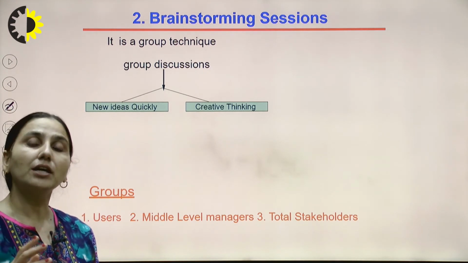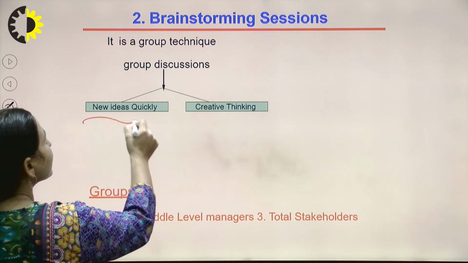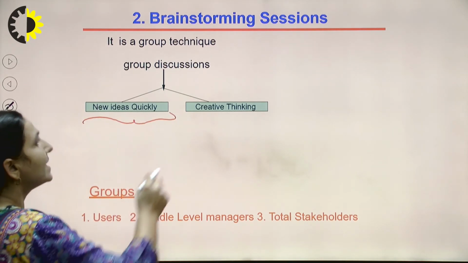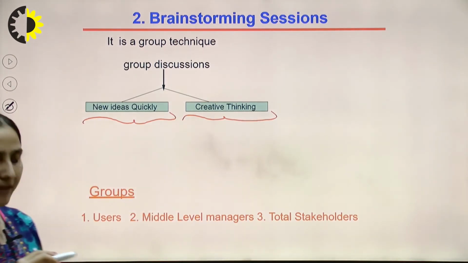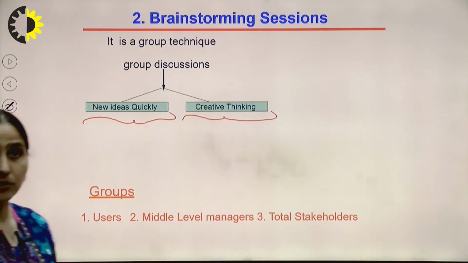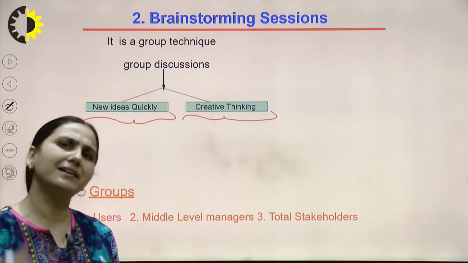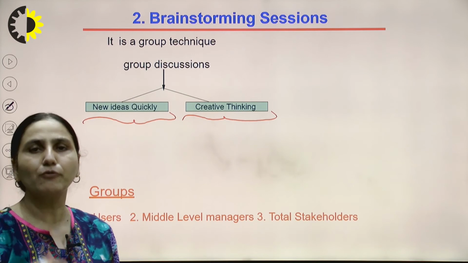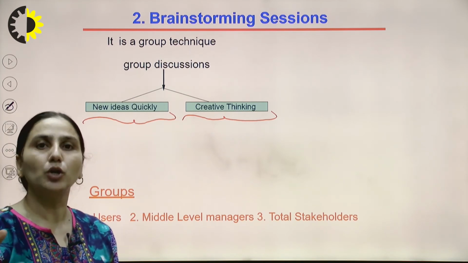And when we are talking about group discussions, generally new ideas come to mind, right? So that means there is a possibility of creative thinking, okay? Because so many people are sitting together and a group discussion is going on, there is a possibility of creative thinking, or that means we can have a quick, very good idea, which can definitely lead to a good product.